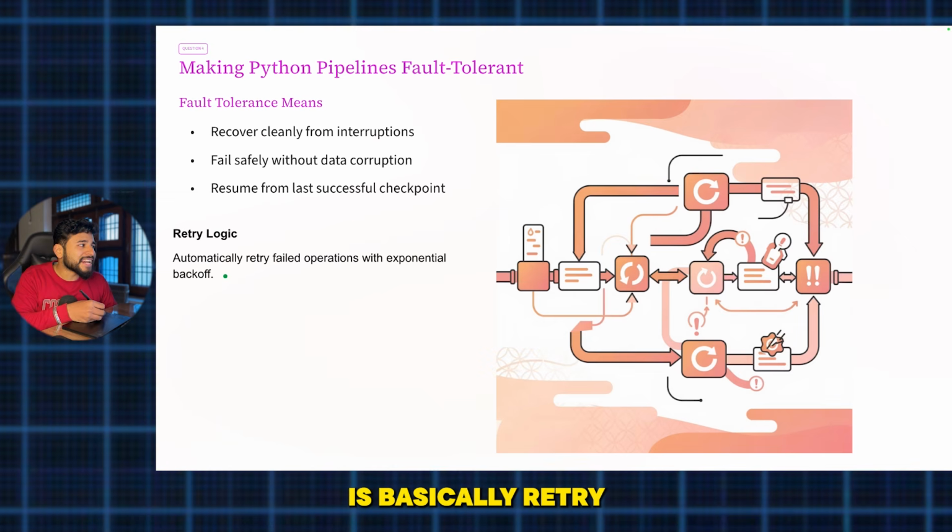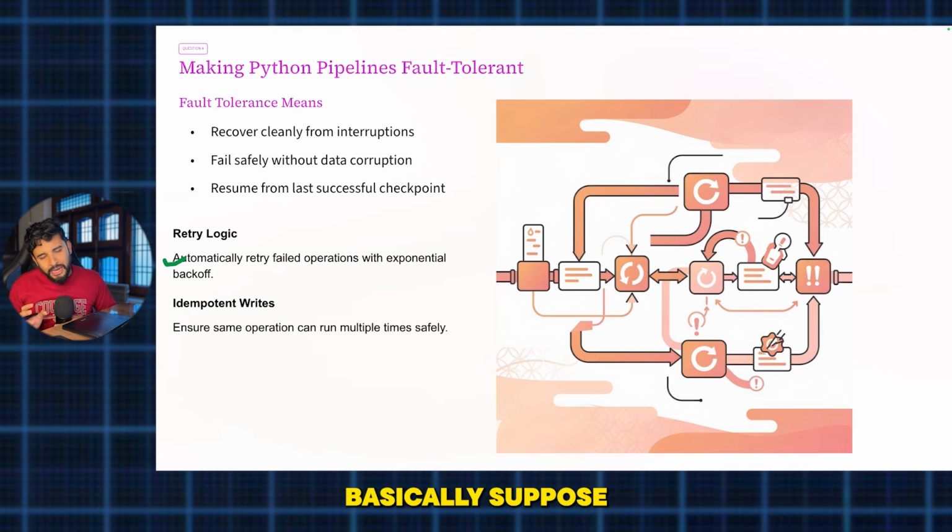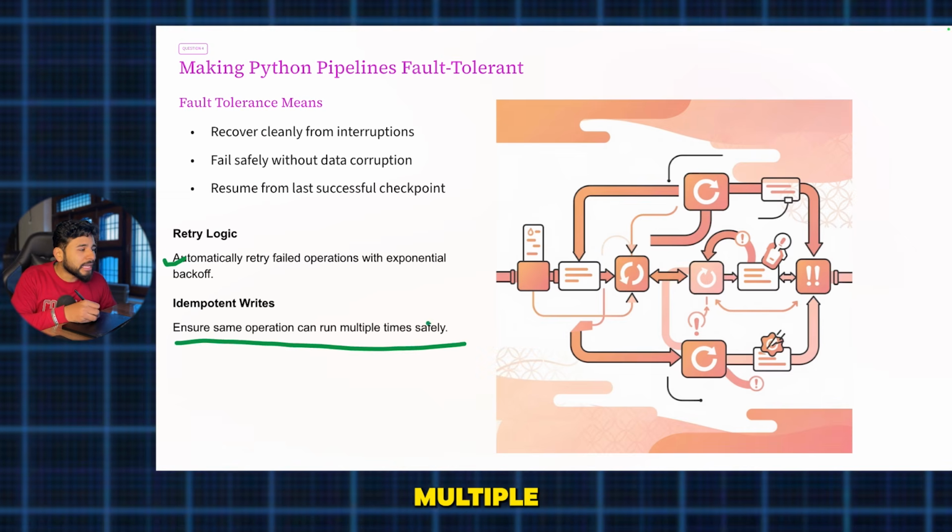Next thing is retry logic. First, you have to apply retry logic. Whenever it fails, automatic exponential backoffs will be there and it starts again from there. Next thing is idempotent writes. Idempotent means suppose you run a pipeline one time and it gives a result. Another time you run the pipeline, it should give the same result, and a third time, the same result. However many times you run that pipeline, it should give the same result. That ensures the same operation can run multiple times safely.